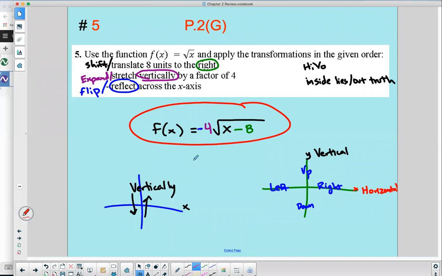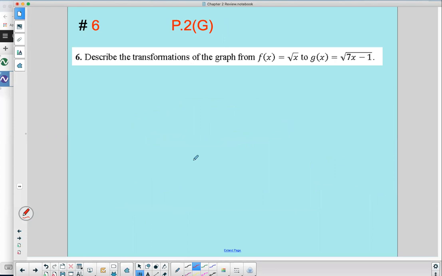All right, questions on that? All right, let's move on to number 6. This will be a third of the way. Describe the transformations on this graph.